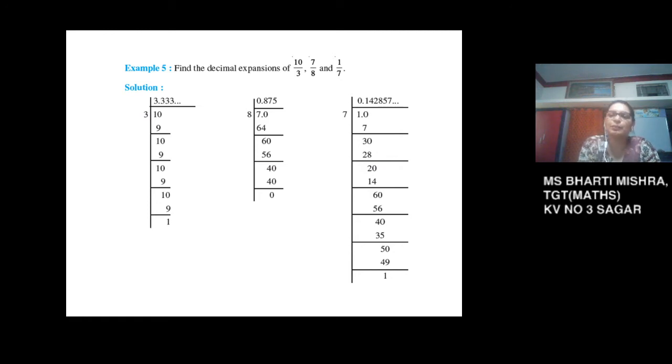Now further, 1 upon 7 is again a non-terminating recurring decimal. In the previous lecture we had discussed how 1 upon 7 is divided, 1 is divided by 7, and this set of numbers after the decimal point, that is 1, 4, 2, 8, 5, 7, this whole set is repeated again and again. So again 1 upon 7 is a non-terminating recurring decimal which can be written in the form of a rational number.